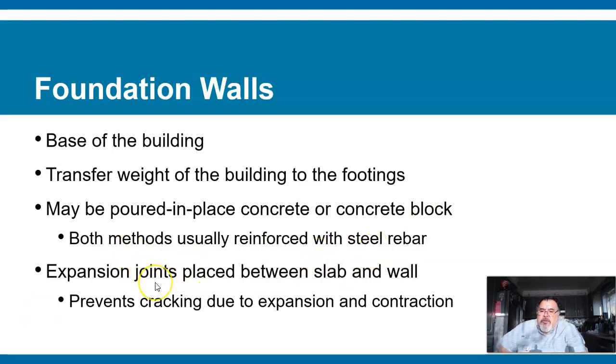An expansion joint is placed between a slab and a wall to prevent cracking. I mentioned it can be a joint between two walls. It could be a space between a floor and a wall. And it allows for movement and then prevents cracking.